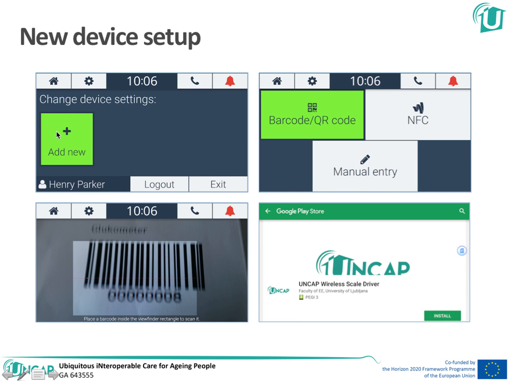In the settings menu, we add a new device, and then we have an option to either scan a barcode, QR code, scan the NFC tag, or enter the data manually. Here we've chosen barcode. We scan the barcode with the phone camera, and this automatically directs us to Google Play, opens the driver application, and offers the possibility of installing it. And once the driver is installed, the box automatically detects it and it can be readily used.